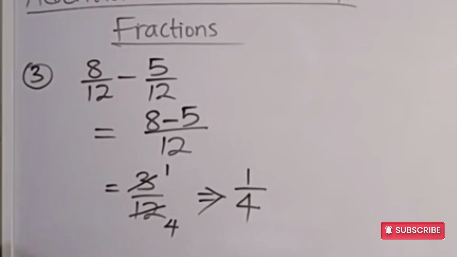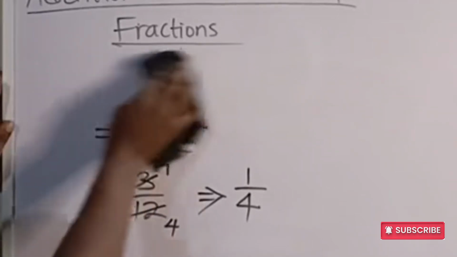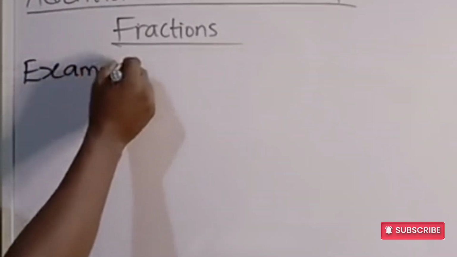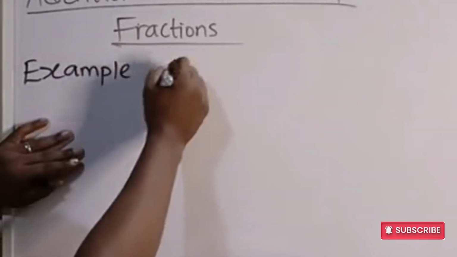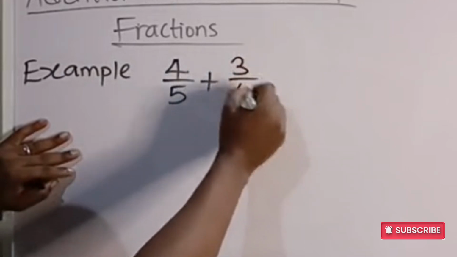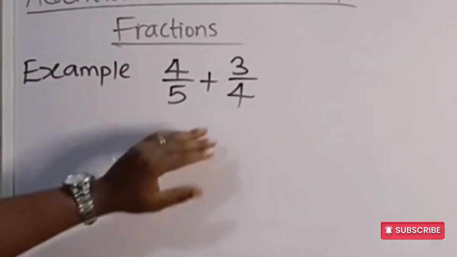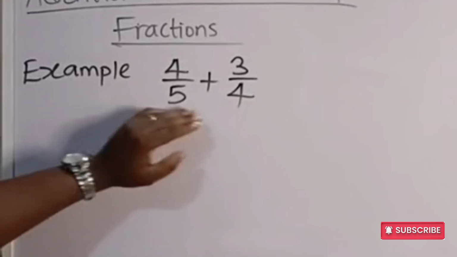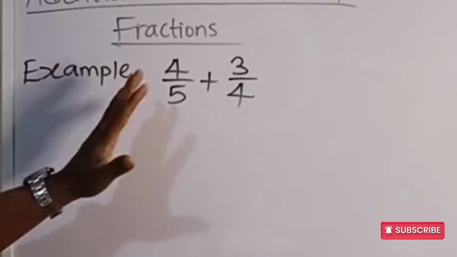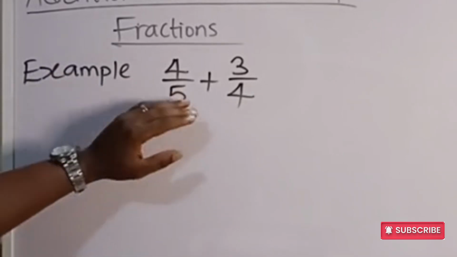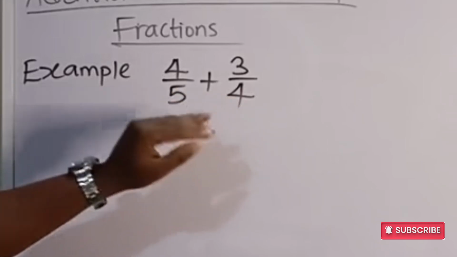Let's look at that. Four over 5 plus 3 over 4. Here we are expected to add these two fractions. As I said earlier, the first thing you observe is, are the denominators the same? In this particular example, the denominators are not the same. So what is the first thing we do? We try to get a common denominator for these two different denominators.